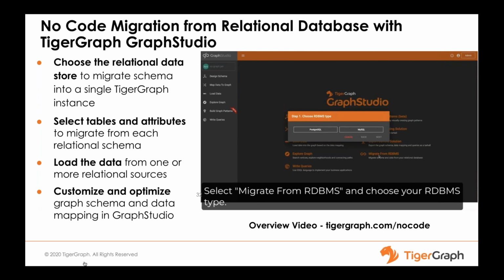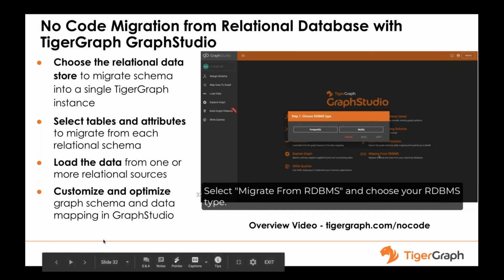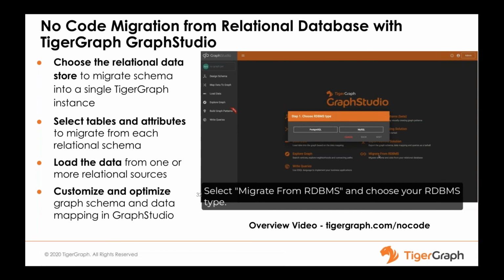Of course. Yeah, so we want to highlight two of the features that Riaz mentioned earlier for this 3.0 release. The first one is the no-code migration, and it's very simple, a few clicks that you can choose the relational data store and select the table and attributes and migrate that into a graph schema and also load the data. And of course, you can customize and optimize the graph schema and data mapping in Graph Studio. This really simplifies the ETL process for someone who's more familiar with relational and getting to learn graph data modeling.